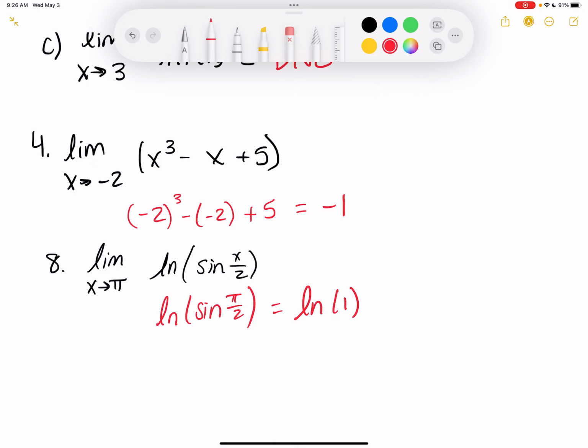Looks like we need a logarithm review. What base is this? Base 10? Base e. It's a natural log. So if I'm trying to solve this, e to the what is equal to 1? Anything raised to what power is 1? 0.